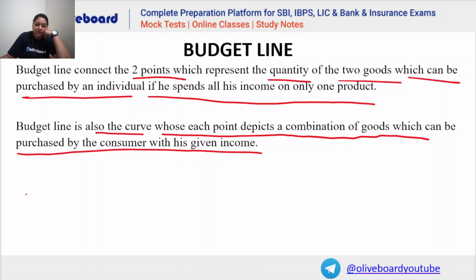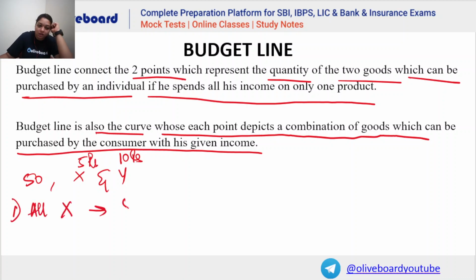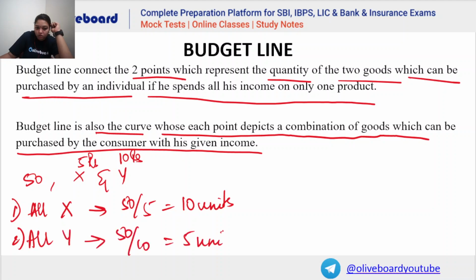Now let us take an example to understand. We know what a budget is. All of us have a budget. Now let us say your budget is 50 rupees and you want to buy two commodities, X and Y. X is 5 rupees, Y is 10 rupees. Now there are three things that you can do. First, you can purchase all X. Then how many X's can you purchase? 50 by 5, which is 10 units. Correct? Second, all Y. How many? 50 by 10, that is 5 units.